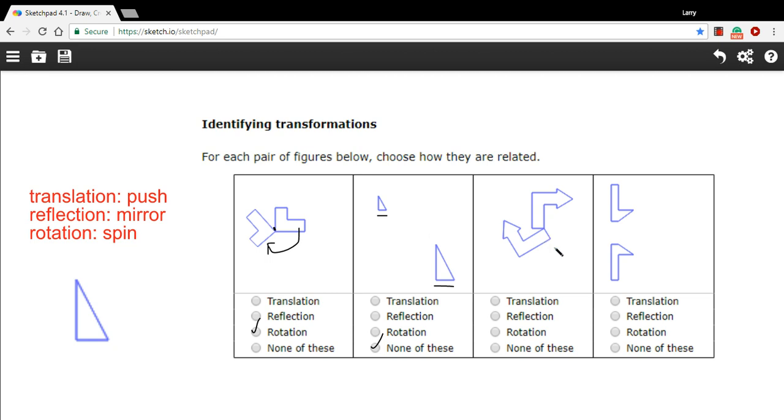All right, let's take a look at this one. Aha, I think this is a lot like the first one. We just spin it around this point. That would give us that figure. So that's a rotation. And then finally, we have this last one. And if I drew a line right here, what I would have is a mirror image on either side of the line of reflection. So this is a reflection. So that is a little bit of work with identifying transformations.